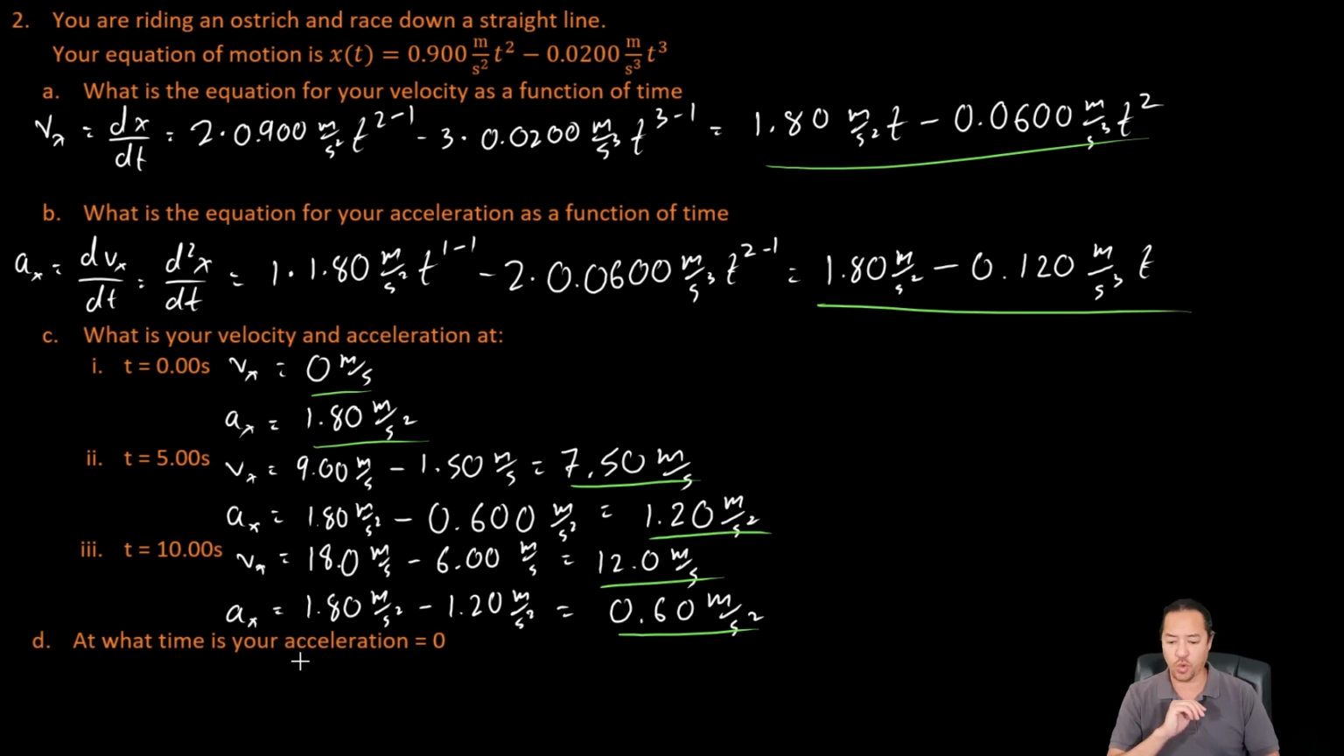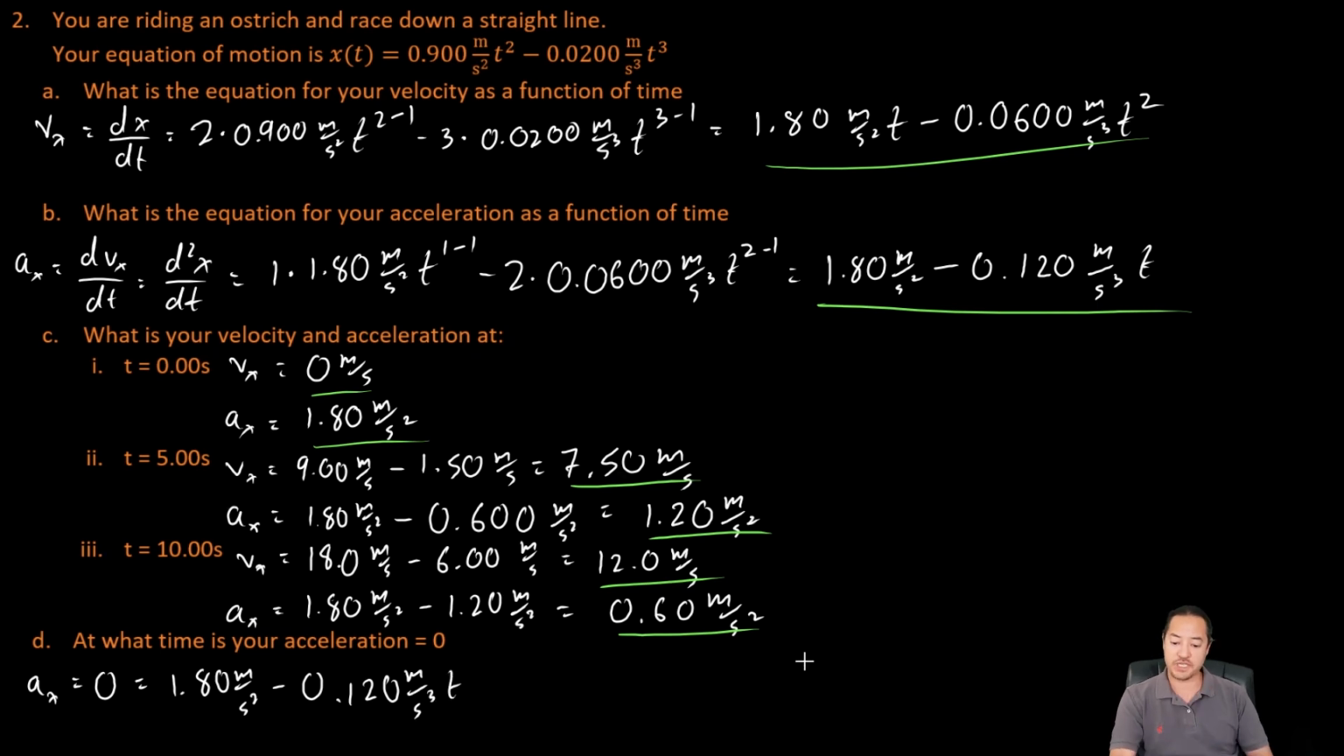Finally, part D here. At what time is your acceleration 0? Okay, so to solve this, we basically want to say, well, when our acceleration is 0, what is the time? Well, this is our equation for acceleration, so we can just solve for t when a equals 0. And in this case, we can solve for this. So what are we going to get? We're going to get, subtract 1.8 from both sides and divide by negative 0.12.